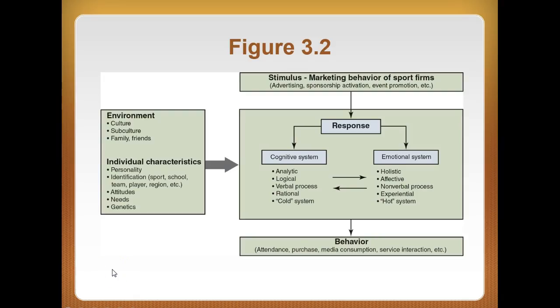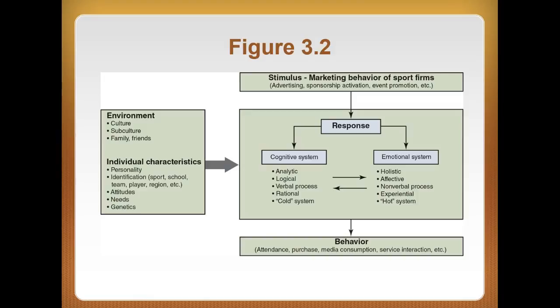Before we move on to discussing emotions and decision making, which is the final component of the chapter, look in your textbook, page 76, figure 3.2. This is the model of consumer behavior. If you appreciate graphics, at the very top of the page on the right, it talks about the marketing behavior of sports firms and what they do, and then they analyze the responses, whether through the cognitive or emotional systems, with our individual and environmental characteristics, and then you're able to measure some sort of behavior that is the outcome of those plans and responses.